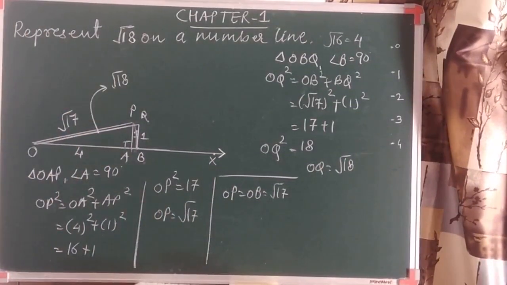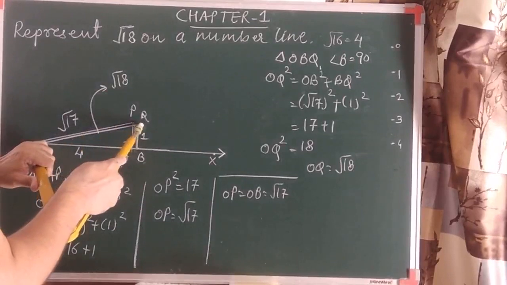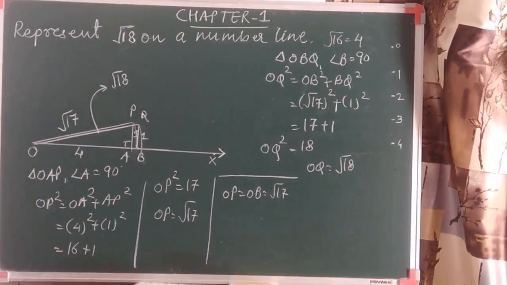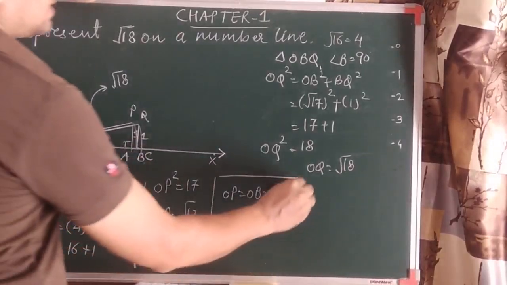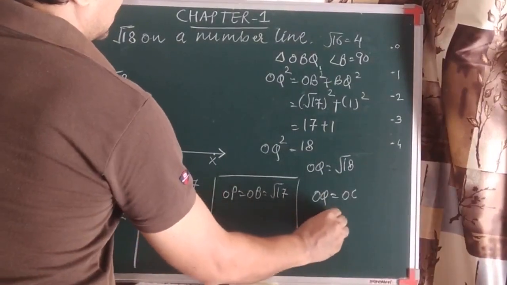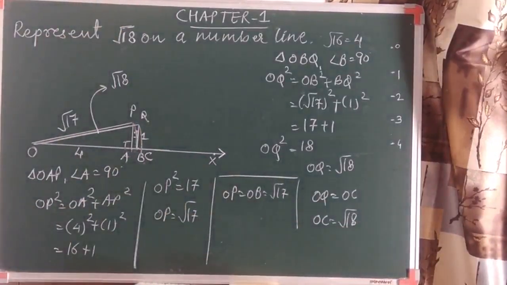So let us draw an arc of OQ from point O, which intersects OX at point C. We can say that OQ is the same as OC. So OC is equal to root 18. This is what we have to represent on a number line.